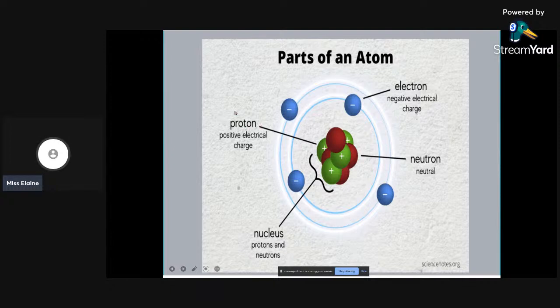Okay? So when you say proton, it is a tiny particle that exists in the nucleus of every atom and has a positive electrical charge. So proton means positive charge. While a neutron is a tiny particle of matter that has no electrical charge and is part of the nucleus of all atoms except hydrogen atoms. Inside the nucleus, we have protons and neutrons. And the outside part, we have the electron. It has a negative electrical charge and travels around the nucleus of an atom.